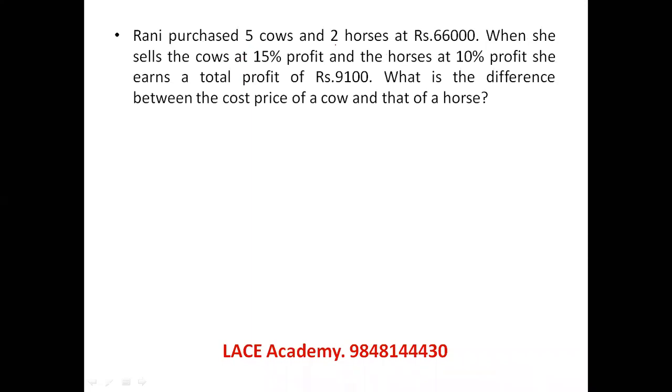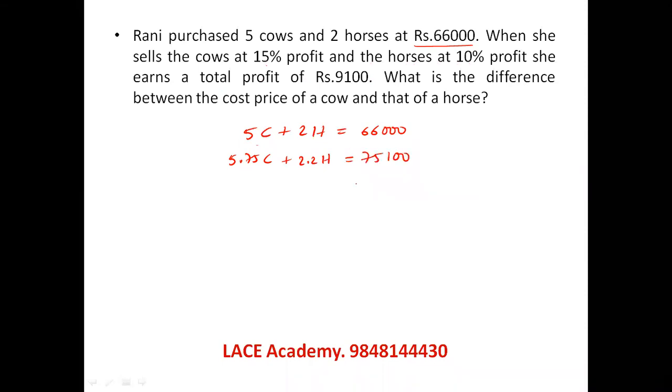Rani purchased 5 cows and 2 horses at 66,000. When she sells the cows at 15% profit and horses at 10% profit, she earns a total profit of 9,100. What's the difference between the cost price of cow and horse? So 5 cows plus 2 horses cost price total is equal to 66,000. When the cows' price is multiplied by 1.15 because of 15% profit, and the horses are sold at 10% profit, which is 110%, this becomes 9,100 more, so 75,100.